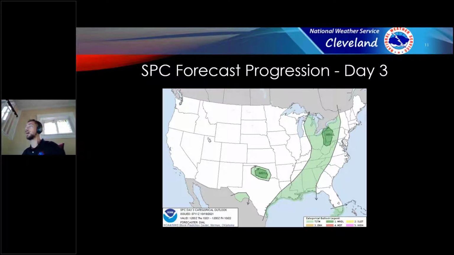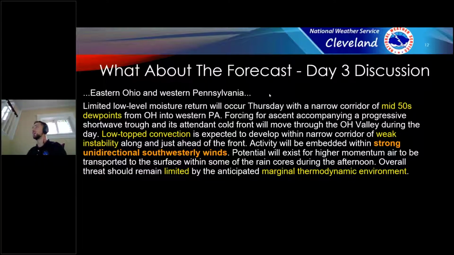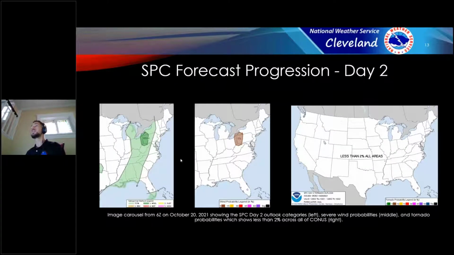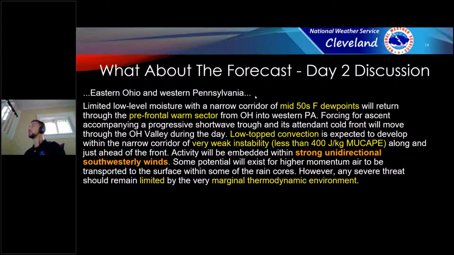Here's the day 3 outlook showing that marginal area across northeast PA, northeast Ohio into northwest PA and western PA. In the discussion, they did mention a very narrow corridor of mid-50s dew points, low-topped convection, strong unidirectional southwesterly winds, and that the overall threat should remain limited because of the limited instability. Day 2 maintained that marginal risk with just a 5% damaging wind threat, with a very similar discussion.